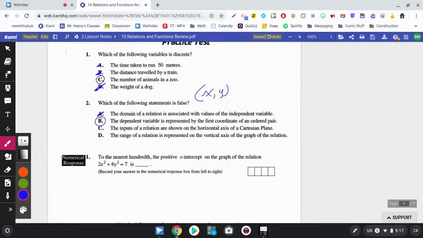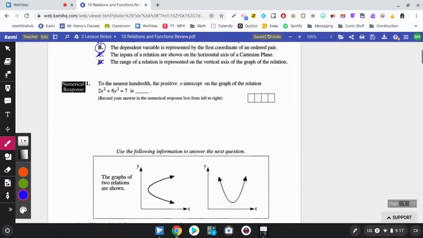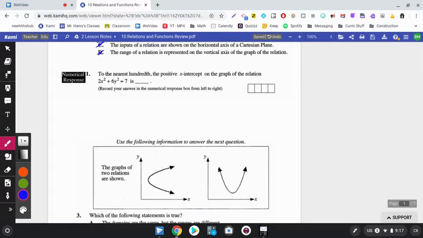That's the false statement. Let's check if the others are correct. The inputs are shown on the horizontal axis. Yeah, that's true. Not my answer. The range of a relation is represented on the vertical. Yeah, that's true. Not my answer. All right, great. Moving on, numerical response number 1. To the nearest hundredth, the positive x-intercept on the graph of the relation.